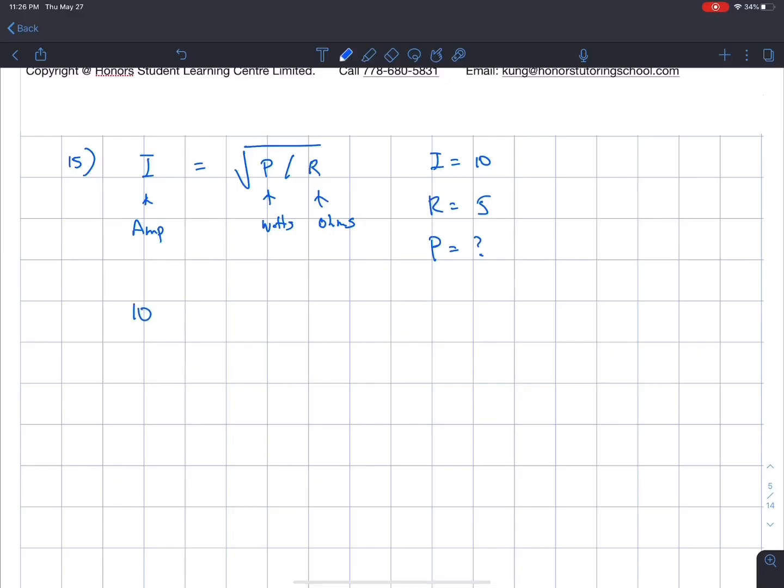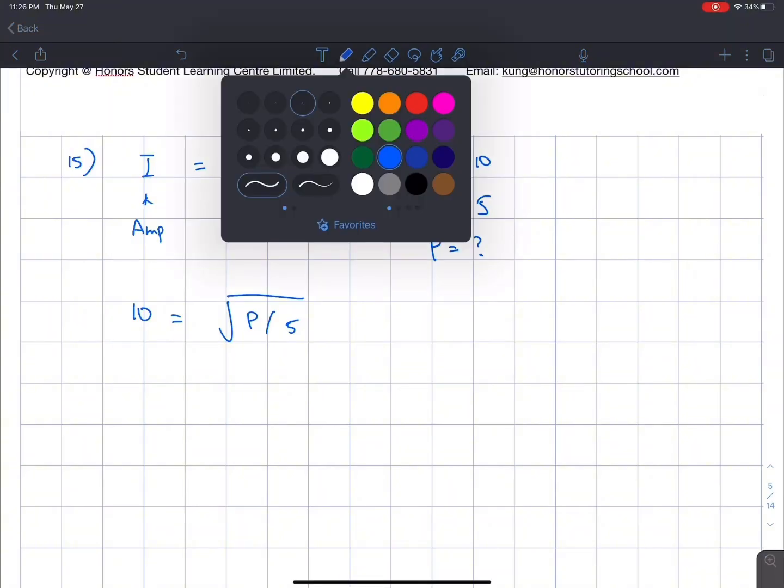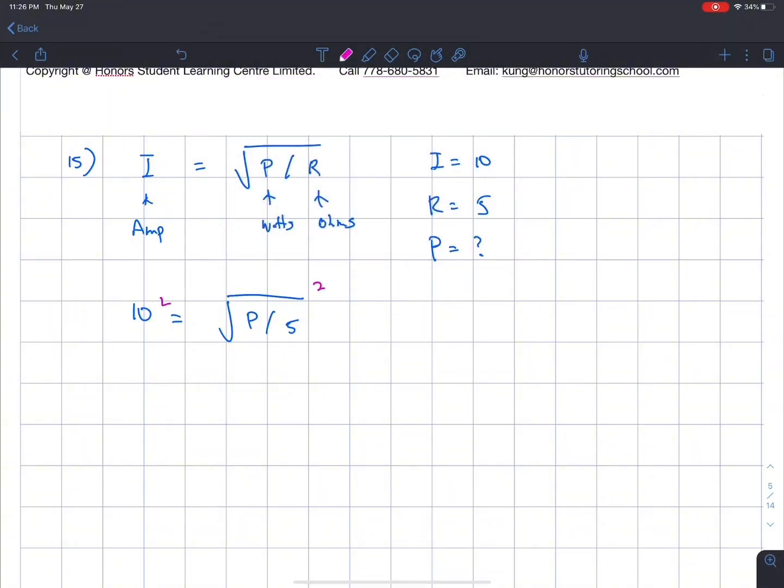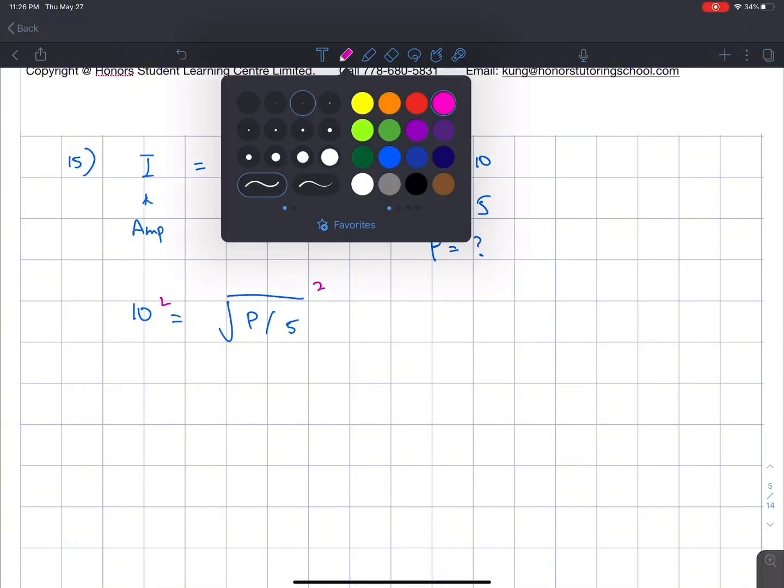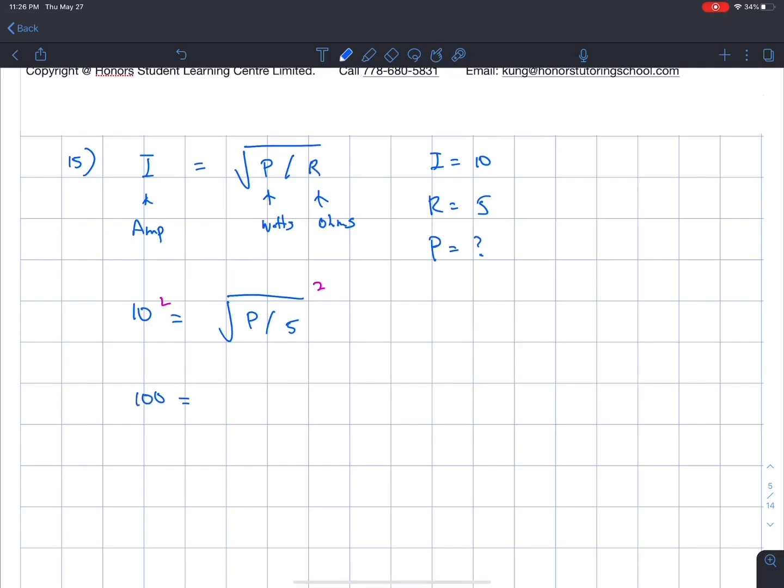So we can replace I with 10. We don't know what P is, but we know R is 5. Once again, we square both sides to get 100 equals P over 5, and then just cross multiply the 5 over. We get P equals 500. So that's the power in watts.